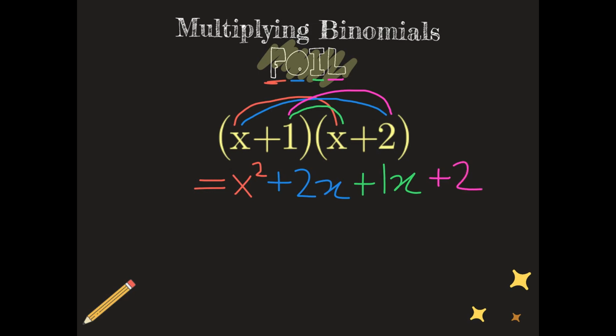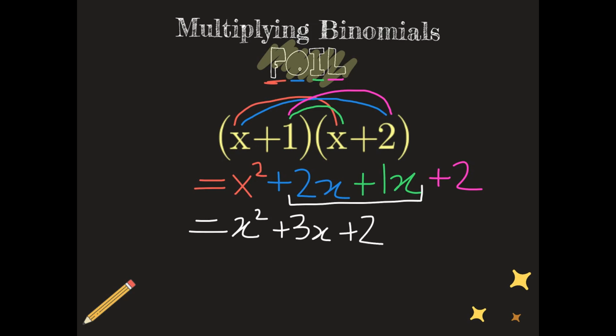And now for our next step, we're just going to gather like terms and add whatever we can. So nothing looks like an x squared. That's going to remain there. 2x plus 1x is 3x. And then the positive 2 stays there at the end. Our final answer ends up being this trinomial.